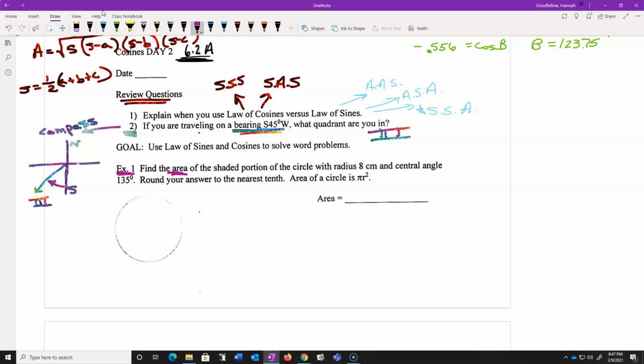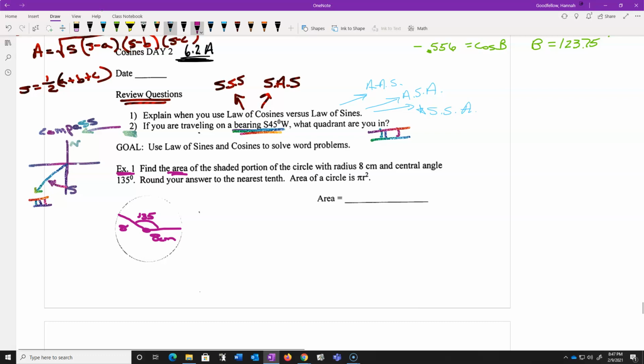Well, I can't even see the shaded part of the circle, but this has a radius of 8, so I'm going to put it out here like this, and that would be 8 centimeters. And then it has a central angle size of 135 degrees, something that looks like this. That's 8 there as well.